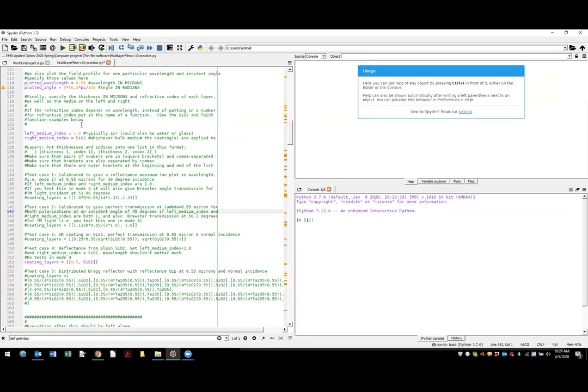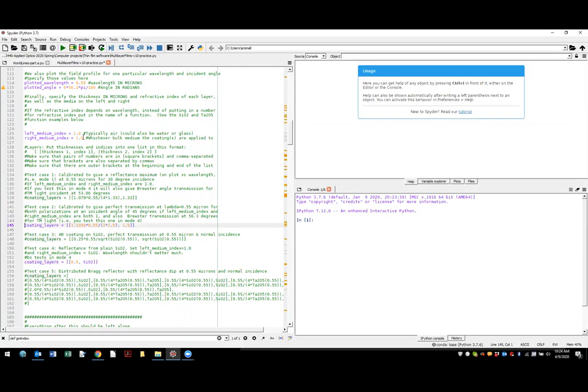Now it says left medium index and right medium index should both be one. So let's do that, and in general, I put 1.0 because sometimes Python gets weird with integers versus floats. The code should be written so that doesn't matter, but it's always good practice to not tempt fate, that maybe you left out one little thing somewhere where it is going to matter.